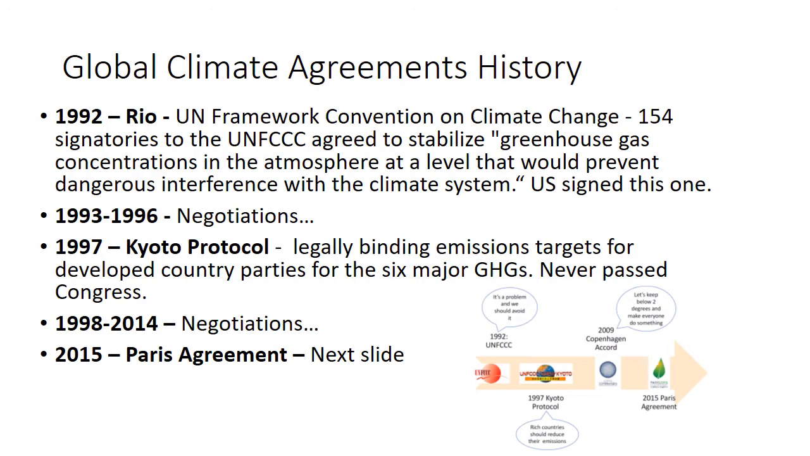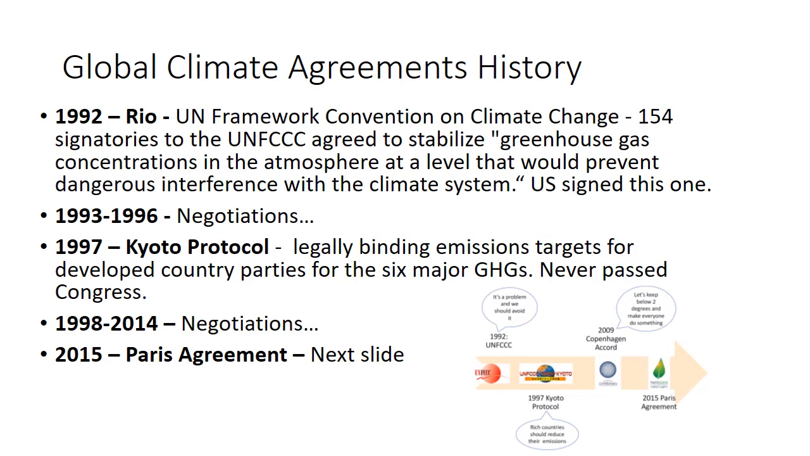This started back in 1992 in Rio, where the UN Framework Convention on Climate Change was established. It had 154 signatories. They agreed to stabilize greenhouse gas concentrations in the atmosphere at a level that would prevent dangerous interference with the climate system. The US signed this one, and so they've been working on this at a global scale since 1992, fairly long. 1993 to 1996, negotiations.